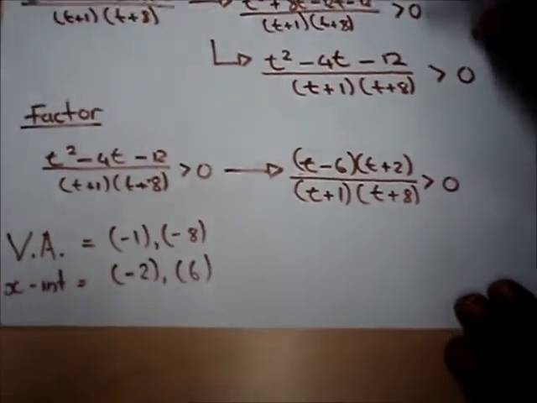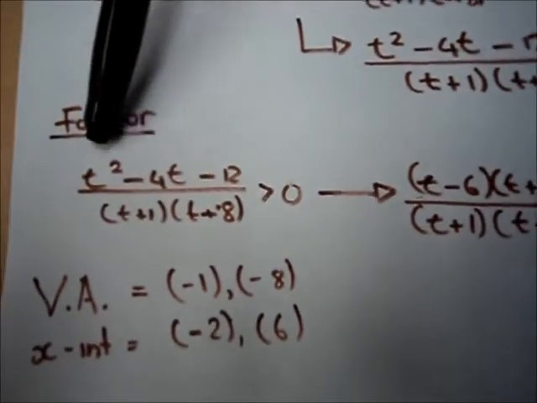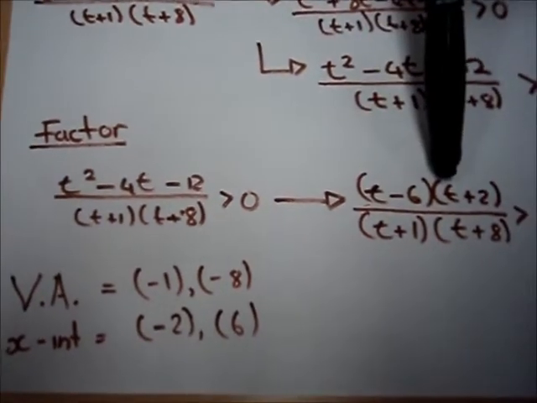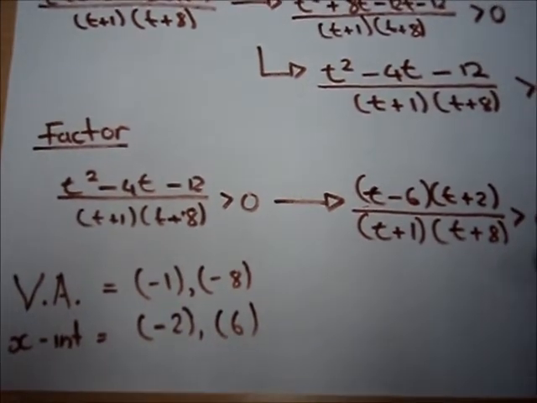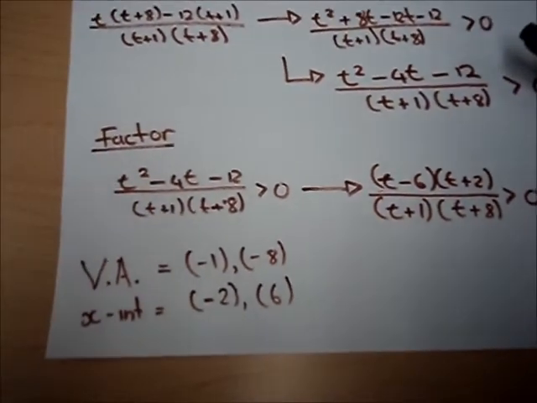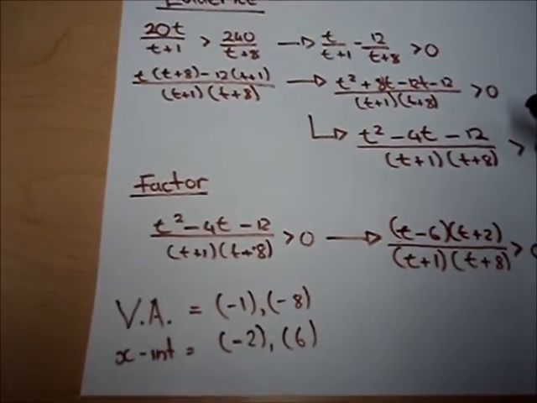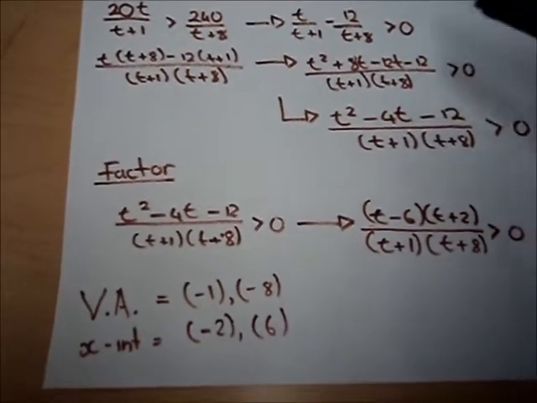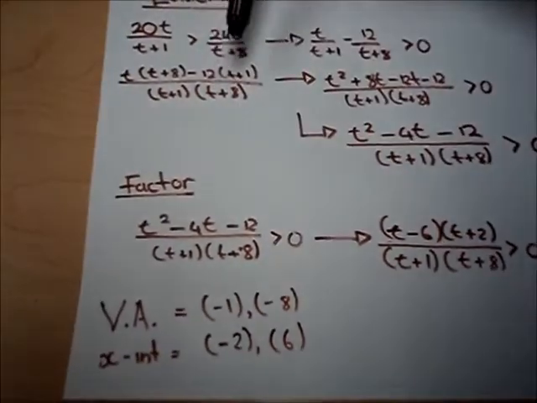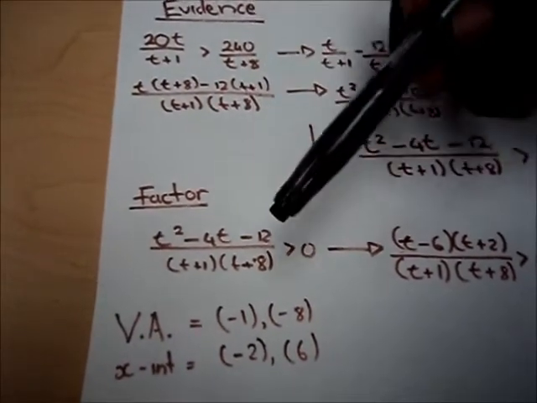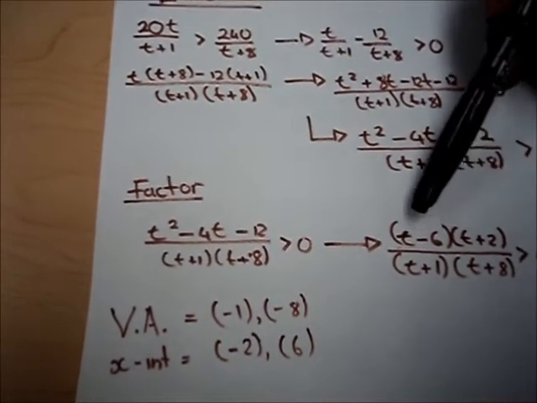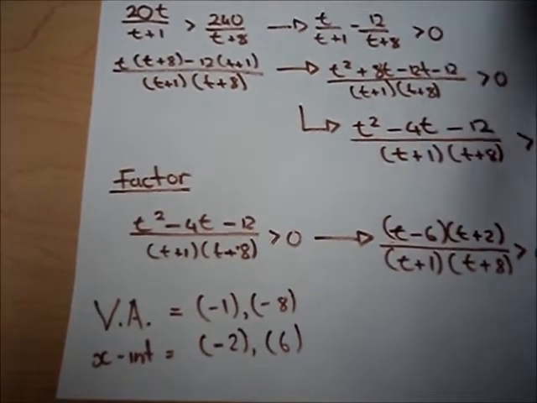So when we factor this down, we now have t minus 6 times t plus 2 over t plus 1 times t plus 8, which is greater than 0. One thing we should note is that our vertical asymptotes come from the denominators. In this case, it would be negative 1 from the plus 1 here, and negative 8 from the plus 8 here. Our x-intercepts would be negative 2 from above here, and positive 6 right here.